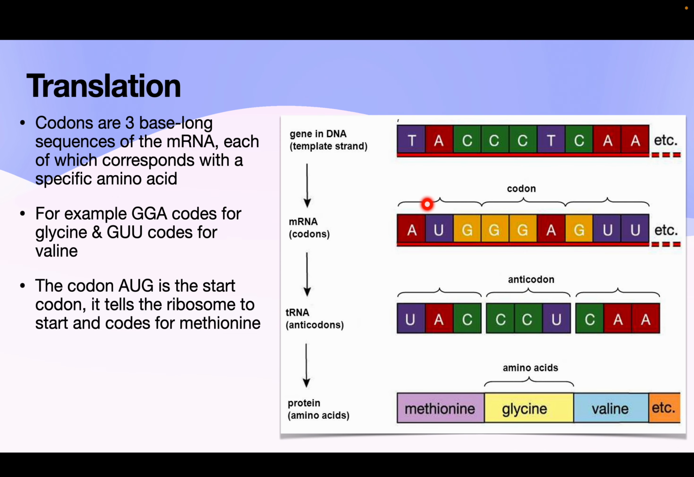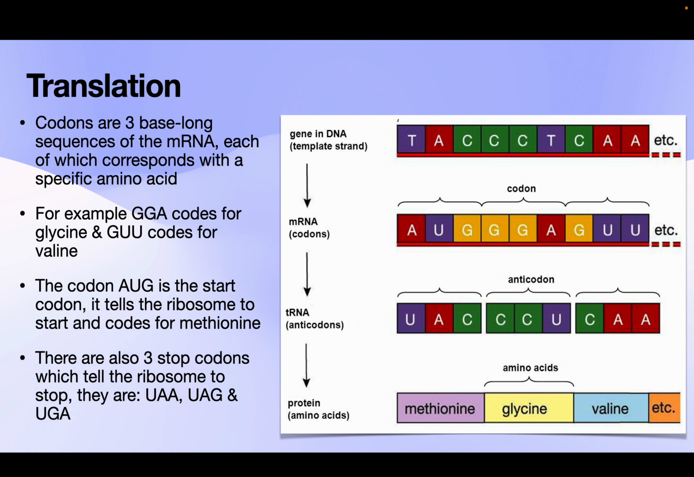AUG here is a special one. It's called the start codon, and it tells the ribosome to start translating. It also codes for methionine. If it occurs at the very beginning of the messenger RNA, then it's telling the ribosome to start. If it occurs later in the RNA, it just means methionine, that particular amino acid.